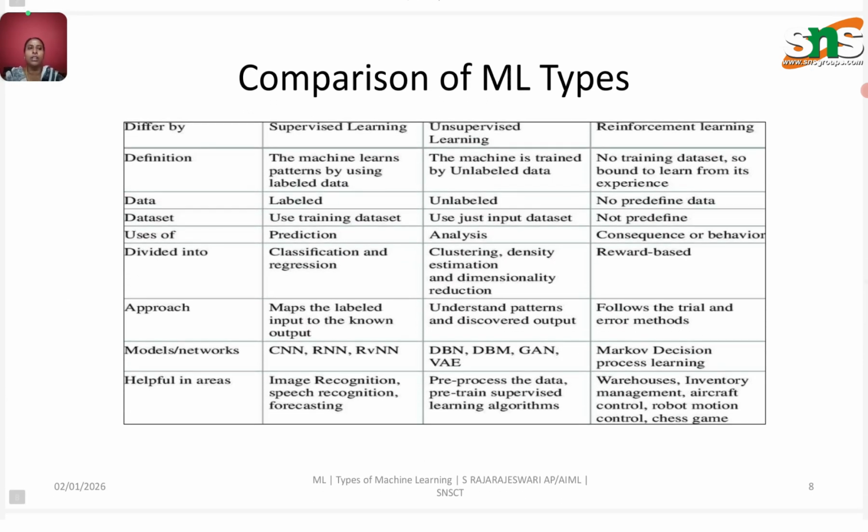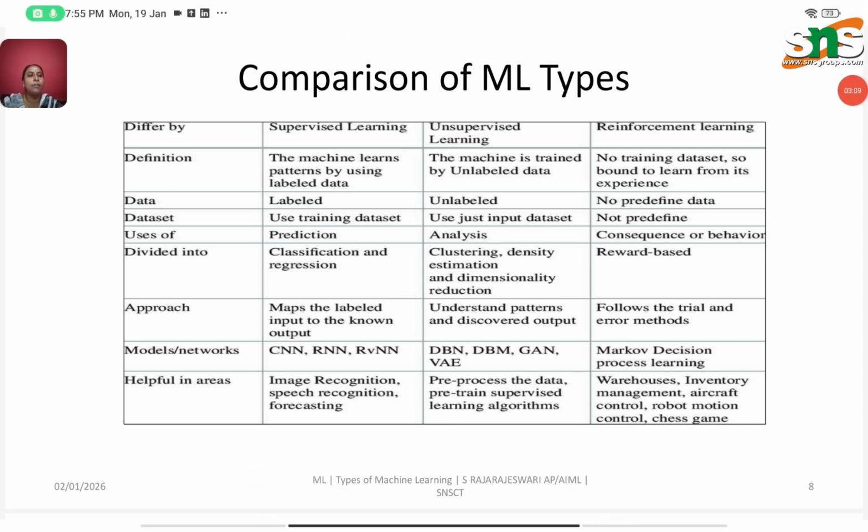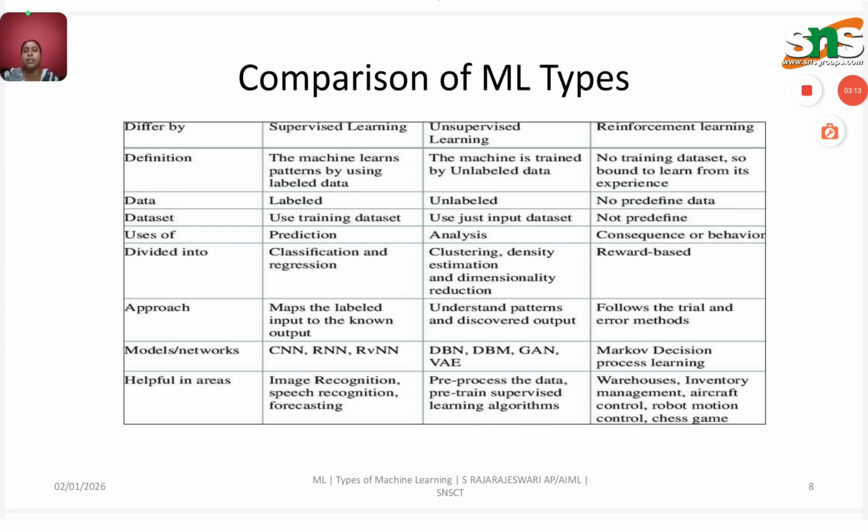Now the comparison of these three types of machine learning. In supervised learning, the machine learns patterns by using labeled data, and unsupervised learning is trained by using unlabeled data. Reinforcement learning has no training data set, so it is bound to learn from its own experience. The data are labeled in supervised learning, unlabeled in unsupervised learning, and there is no predefined data in reinforcement learning. Supervised learning uses training data, unsupervised learning uses just an input data set, and reinforcement learning has no predefined data.